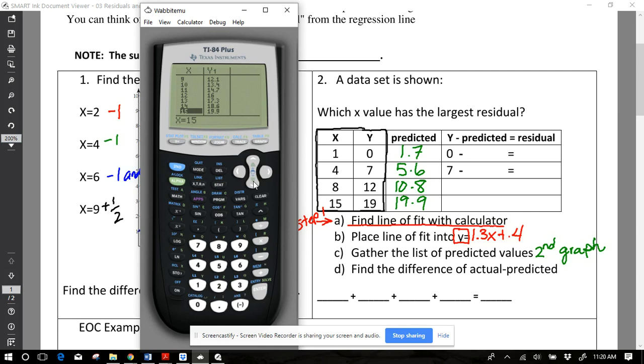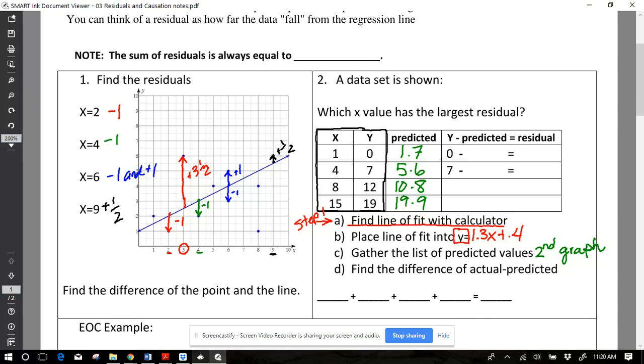Okay, now I'm going to find the difference. So when we were doing the graphing method, to find the difference, we counted. Okay, but we're not going to do that this time. We're going to use subtraction. So take this predicted value and subtract it from the original. Okay, so 0 minus 1.7, 7 minus 5.6, 12 minus 10.8, and 19 minus 19.9. And I want you just to take a second and subtract those numbers. Okay, and here's what I get when I subtract.